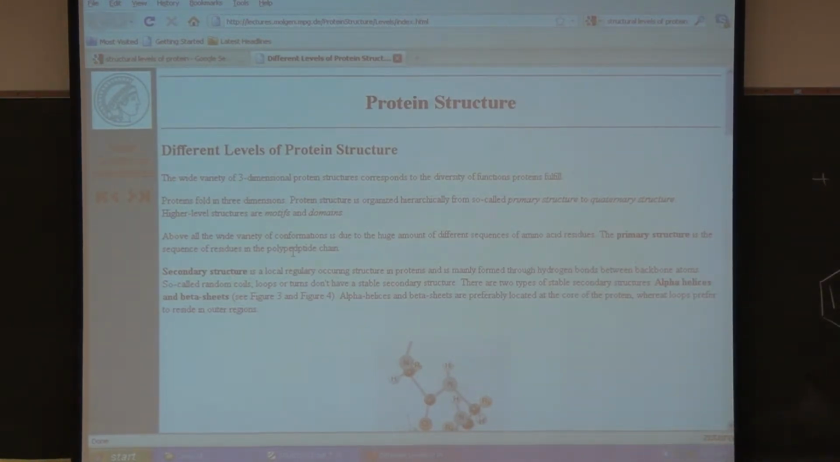So what does that mean? Sequence of residues in the polypeptide chain. When I think of residue, I think of something that someone left behind, like my dog goes to the bathroom and leaves residue. So is that the same type of residue? What are the residues in this polypeptide chain?